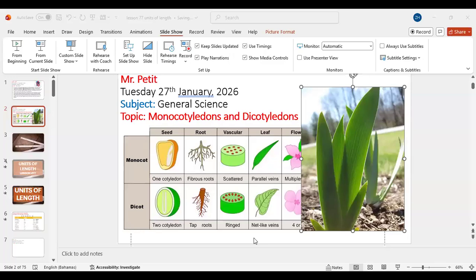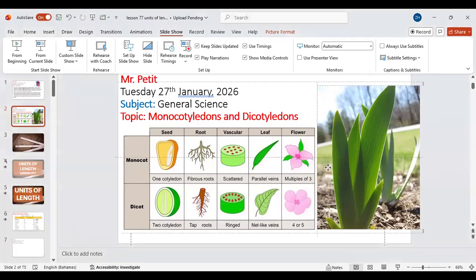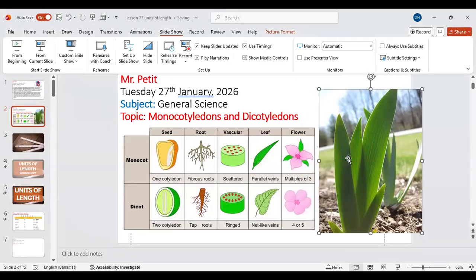What else do we know about monocots? They have fibrous roots. They have fibrous roots. Very good. What else? The vascular bundles are scattered. Very good. And what else? The petals are multiples of 3. Very good. The petals are multiples of 3.